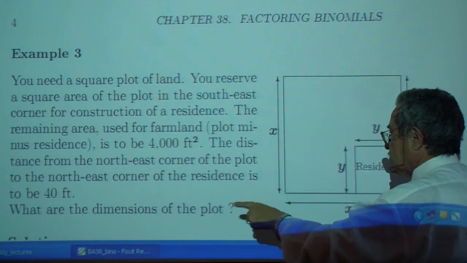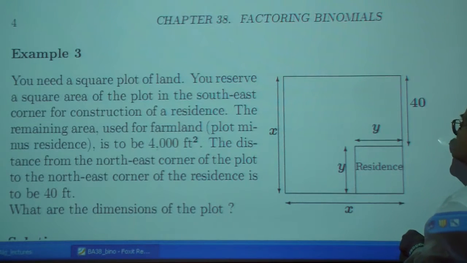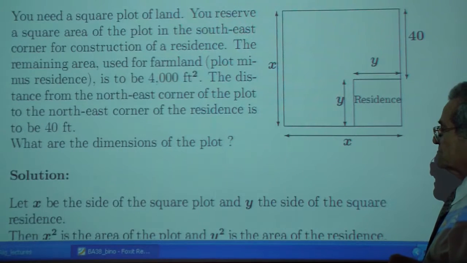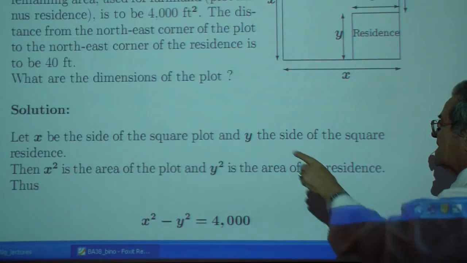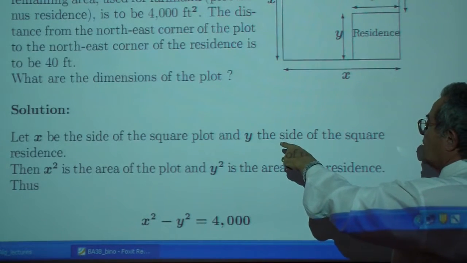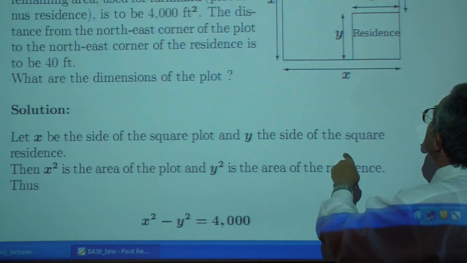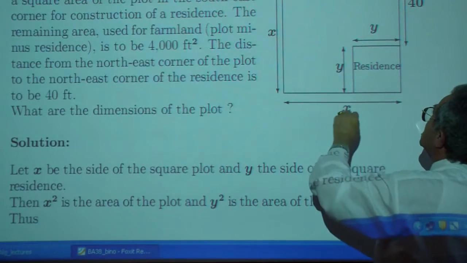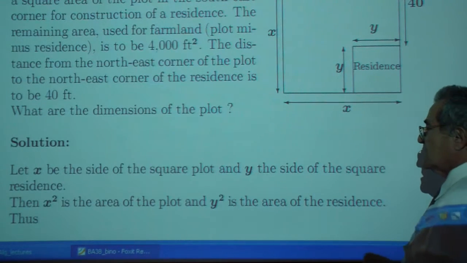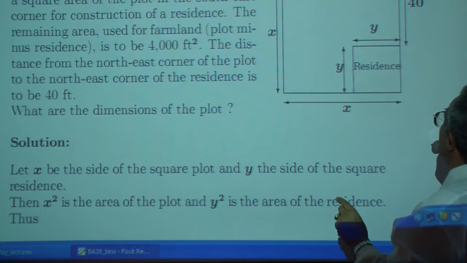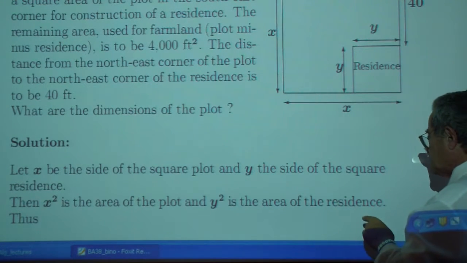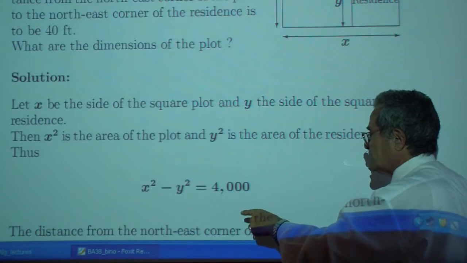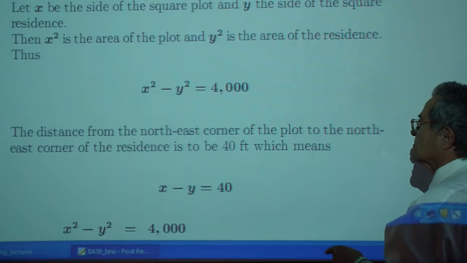And what are the dimensions of the plot? What are x by x? Remember, this is a square plot of land. Let x be the side of the square plot and y the side of the square residence. Okay? X here, y and y. Then x squared is the area of the plot, and y squared is the area of the residence. Thus x squared minus y squared is 4,000.